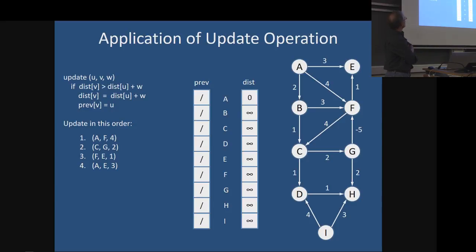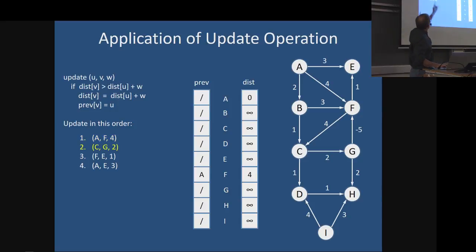And the reason is because the current distance to F is infinite, and the distance to A is 0. So we add the 0 and the 4, we get 4. That's better than infinity. So we do that update, and we get the update there.